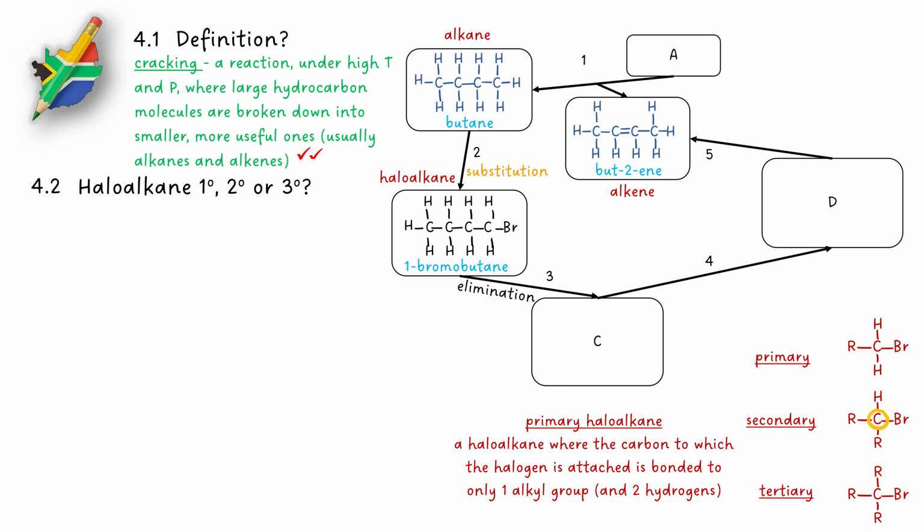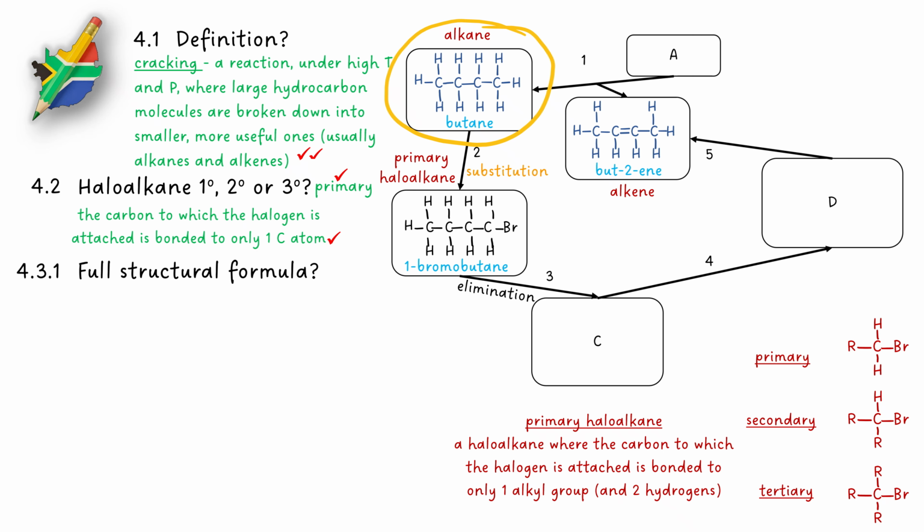In a secondary haloalkane, the carbon to which the halogen is attached is bonded to two R groups and only one hydrogen. And in a tertiary haloalkane, the carbon to which the halogen is attached is not bonded to any hydrogens, but to three carbon atoms in the three alkyl groups. So the product of reaction 2 is a primary haloalkane, as we can see that the carbon to which the bromine is attached has one carbon attached and two hydrogens.